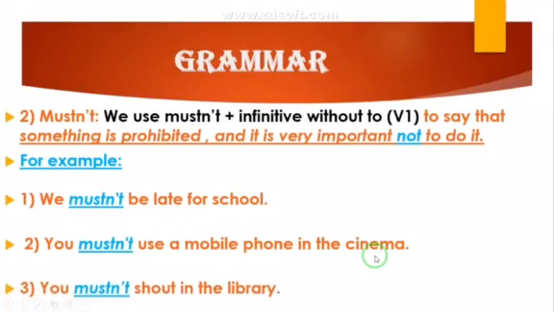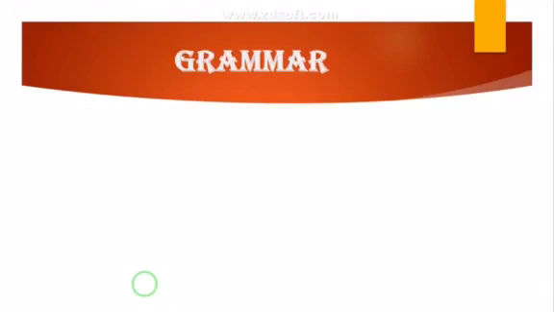The third example: you mustn't shout in the library. We used here mustn't plus verb 1, shout. Great job. Let's move now to the next point.